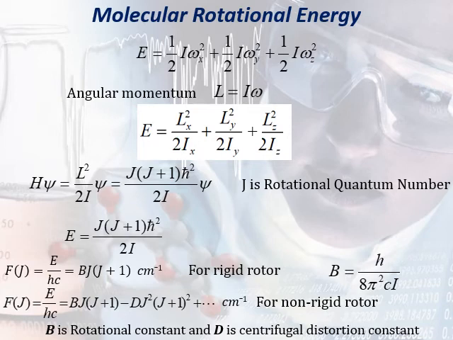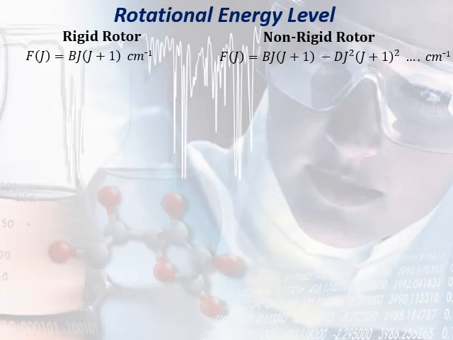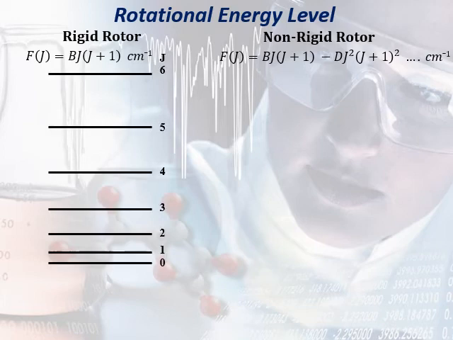Whereas, non-rigid rotors are those whose internuclear separation changes during rotation due to centrifugal force, which really happens during the rotation. The constants B and D in the above equation are the rotational constant and the centrifugal distortion constant, respectively. Here you see the expressions for the rigid and non-rigid rotor. If you plot the energy level diagram for the rigid rotor for different values of J, you get this plot.